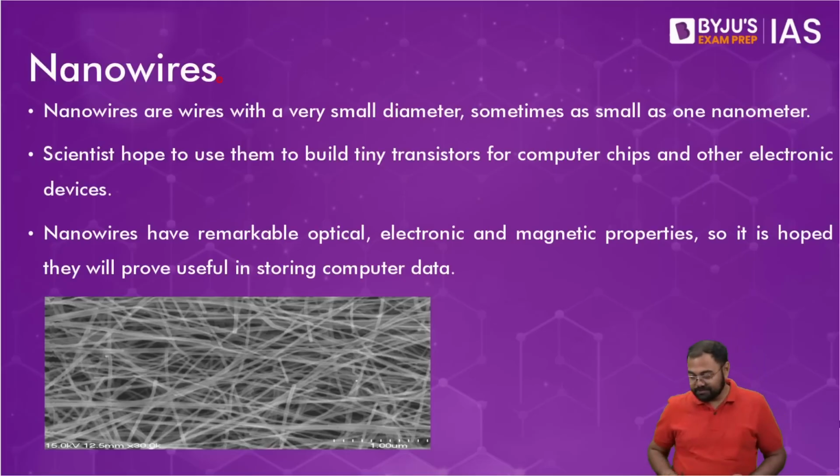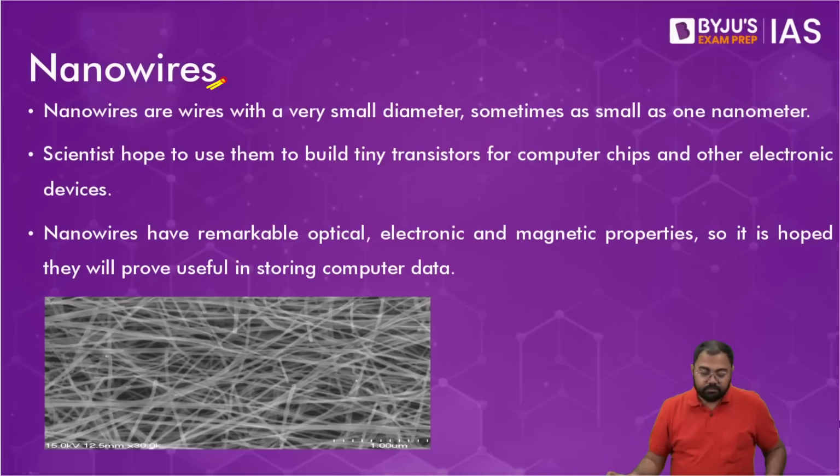All right. So next is nanowires. Now, in the case of nanowires, these are nano-sized wires, meaning very small wires. And these are wires that again can be used in electronic circuits. They can be used in storage devices as well, because they have very good magnetic and optical properties. And because of that, they become useful in making nano-sized circuits, smaller circuits, so smaller electronics, and also in improving storage.